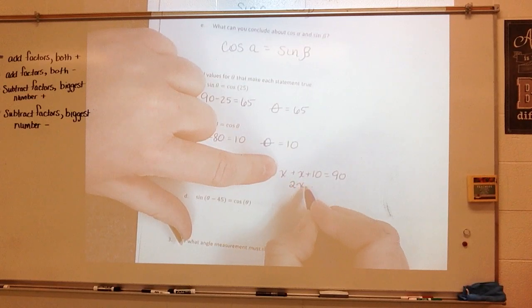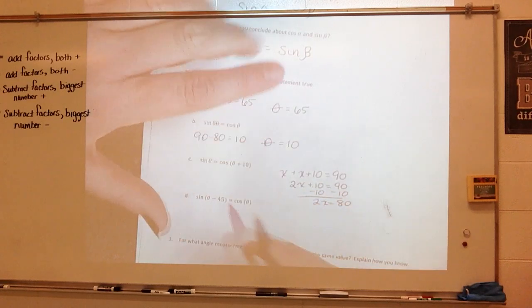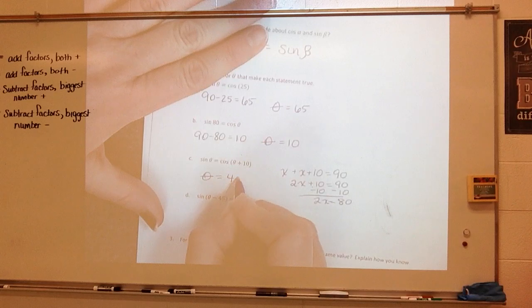Thank you. So they must equal 90. So 2x plus 10 is equal to 90. Subtract. 2x is equal to 80, which means that my angle must equal 40.